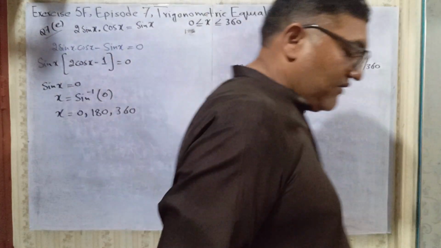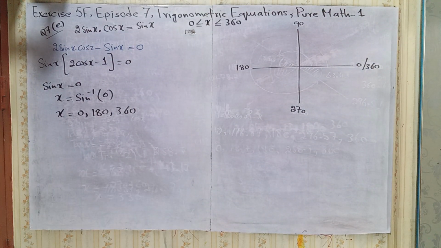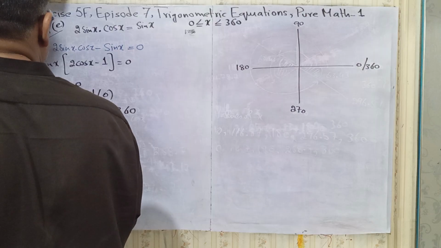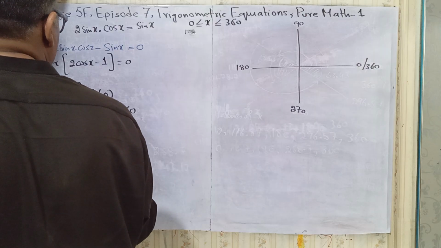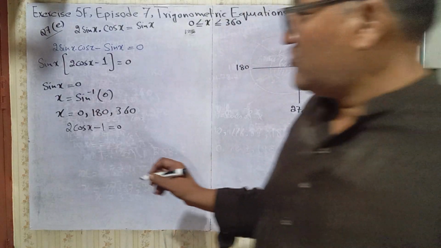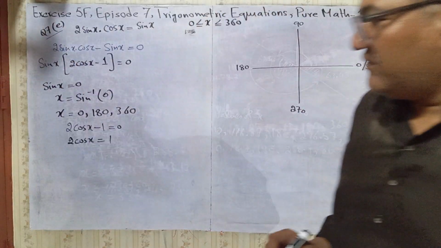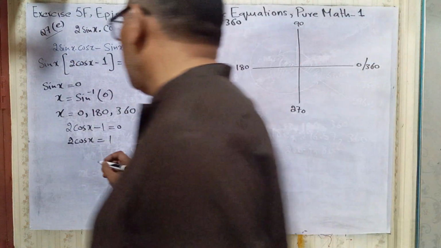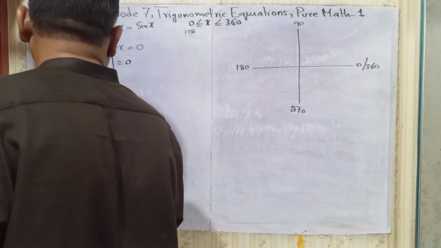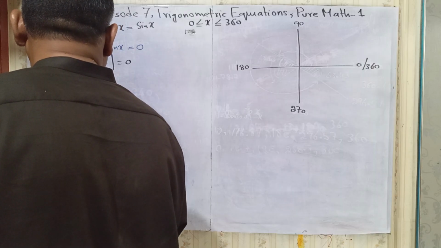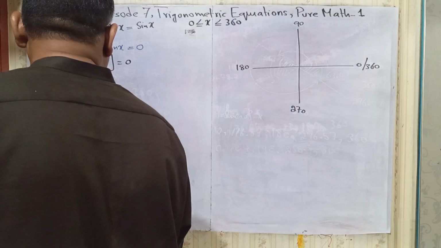Then I will make the second expression, which is 2 cos x minus 1, equal to 0, and from there we'll try to get some values of x. So we have 2 cos x minus 1 equals 0. So 2 cos x will be equal to 1. Then I will bring that 2 to this side, so you will have cos x equals 1 by 2. Then you will have x equals cos inverse of 1 by 2.